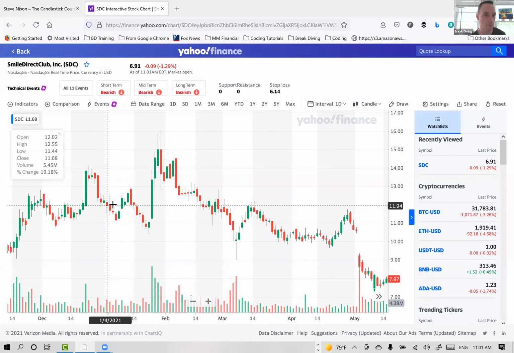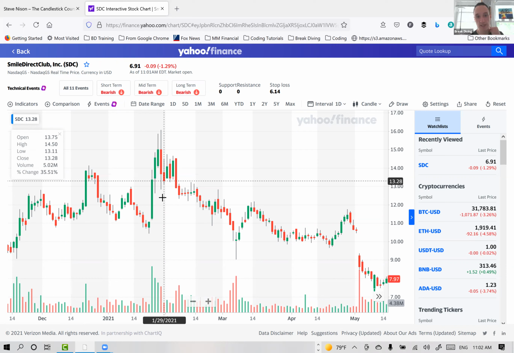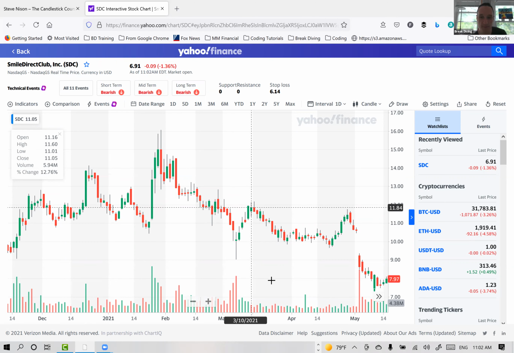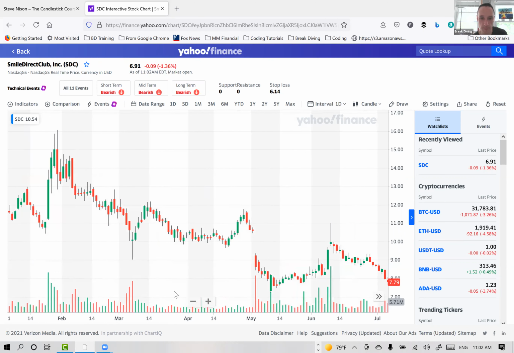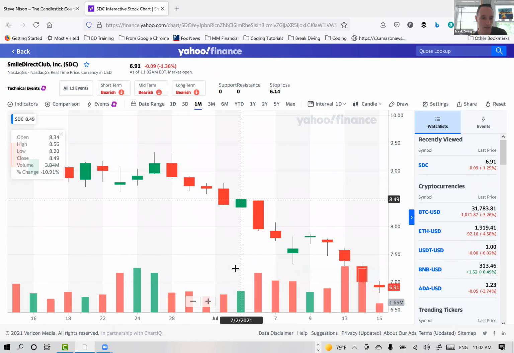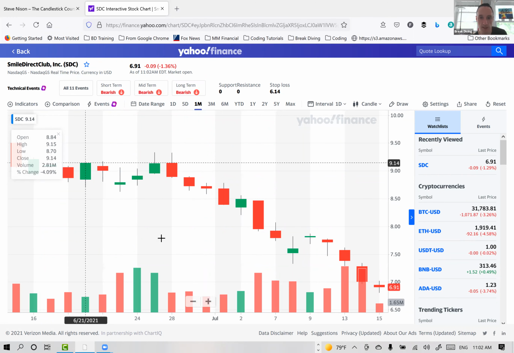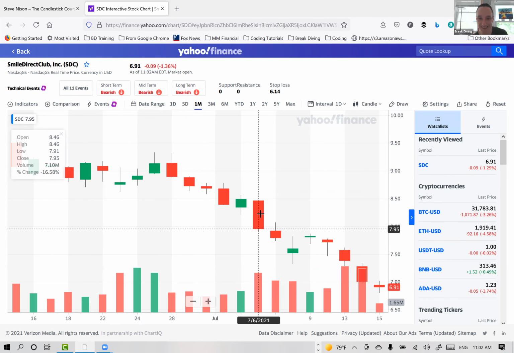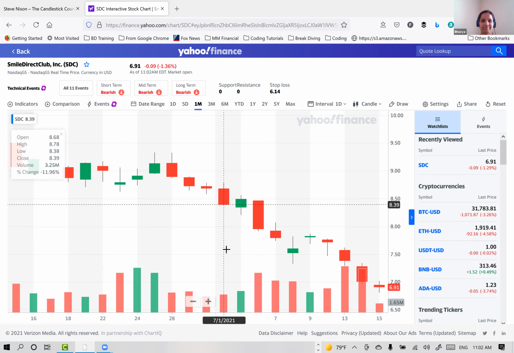How much was it at that point? Oh yeah, this was at $13. That infamous $13 range. Okay. Let me see if we do 1 month now. Okay, so this is 1 month, and what do we see? A bearish belt hold right there.